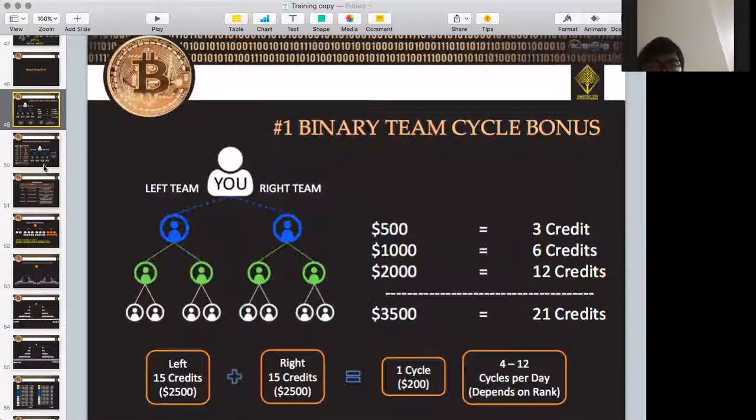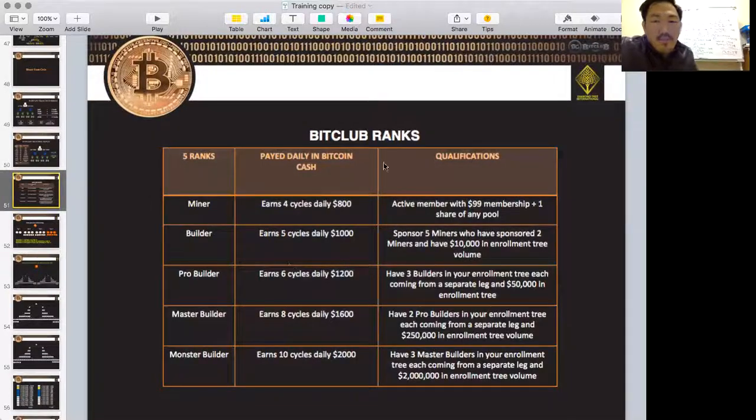So the main reason why you want to pursue higher rank is so you can have more cycles in a day, basically. Because this is where the bulk of your passive income will come from.